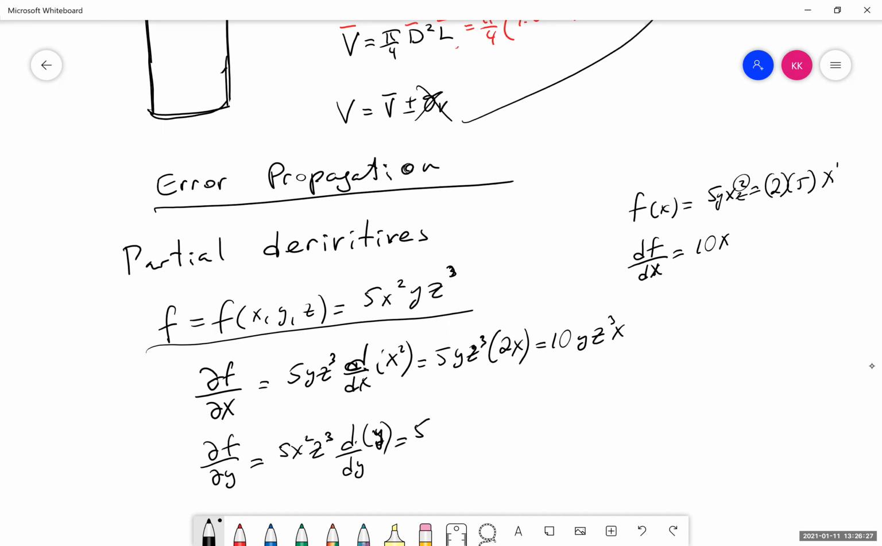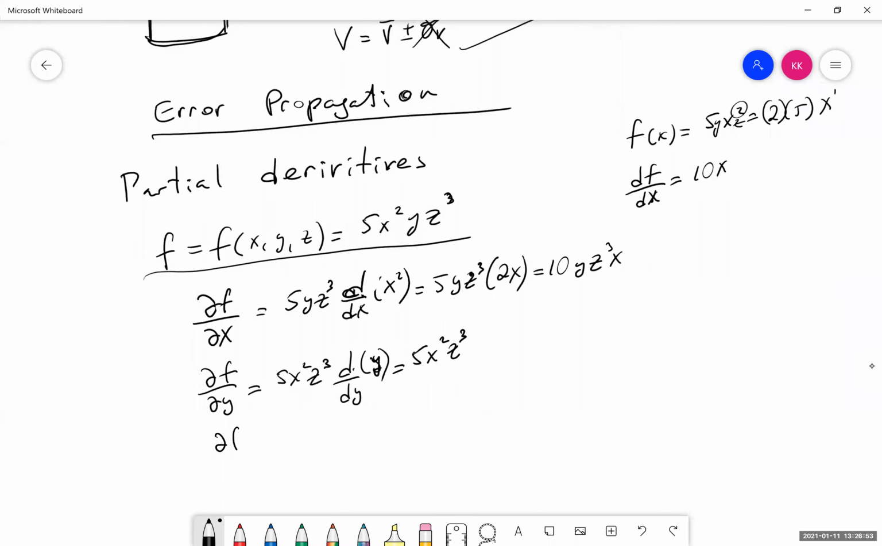So that means it's 5x squared z cubed, and the derivative of just y with respect to y, right? The derivative of y with respect to y is just 1. So this becomes 5x squared z cubed, and that's pretty much the answer.